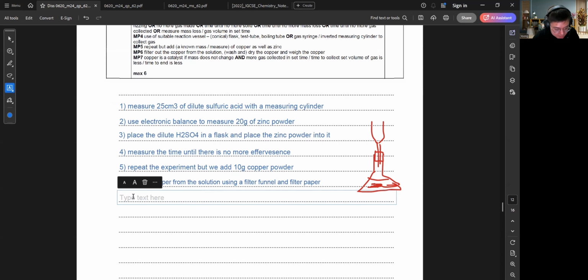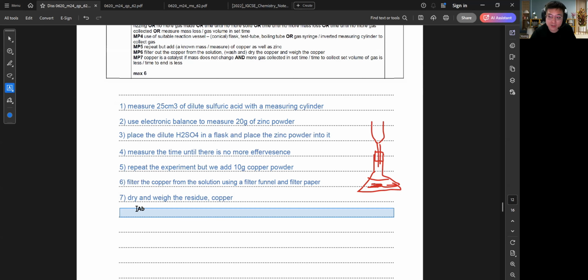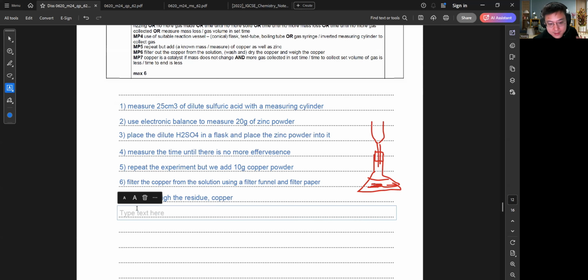All right. And then number 7 is dry. Okay, this is very important. Dry and weigh the residue slash copper. We have to say we dry it first and then we weigh it. Every time we have something coming out of an aqueous solution, we have to dry it first. So this is another thing that students can write inside their paper 6 notes.